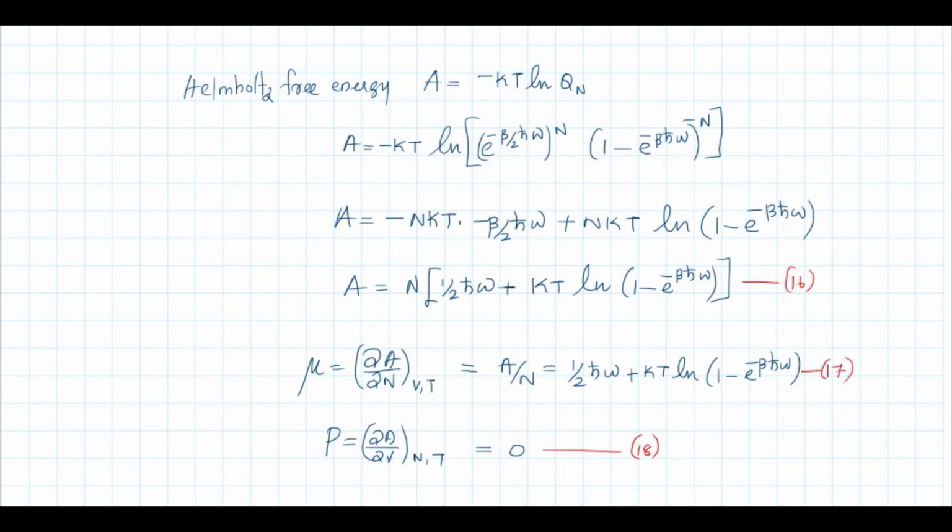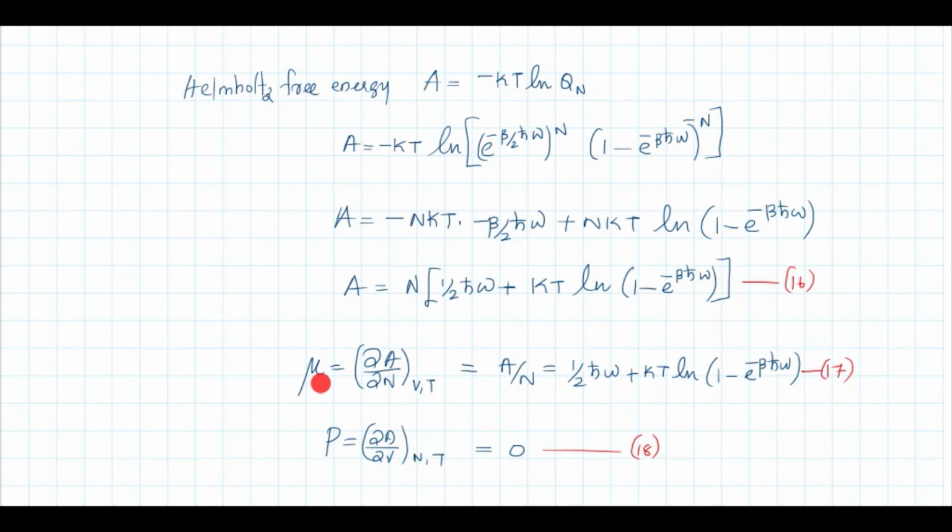log, and the logarithm and exponential will cancel, giving minus beta by 2 h cut omega, and the next term, this minus will come here, this minus kT and minus n becomes plus nkT log 1 minus e raised to minus beta h cut omega. So you can take n as common, this kT and beta will cancel because beta is 1 by kT, minus and minus becomes plus half h cut omega, plus this kT, with n taken outside, then kT log 1 minus e raised to minus beta h cut omega. This is equation number 16. This is the equation for A.